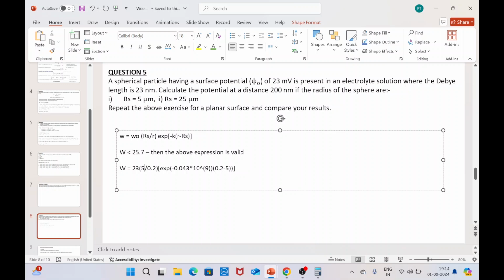If you convert everything into meters, it will be 5 into 10 to the power minus 6 divided by 200 nanometers. So 200 into 10 to the power minus 9, okay, it's 0.2. So the powers will be cancelled out. So it's 5 divided by 0.2. So this is fine.